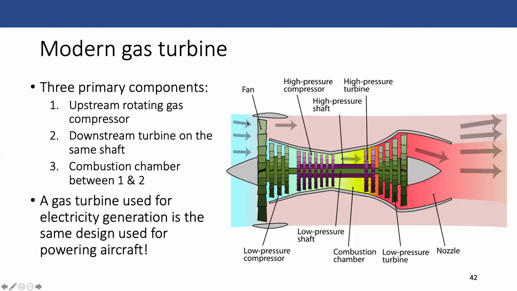And actually, these turbines are really common. There are lots of designs, but for example, a gas turbine that you would use for electricity generation is essentially the same design as the one powering an aircraft. So you could literally take a gas turbine off of an airplane and stick it into a power plant, and it would work no problem. It would work exactly as you need it to.